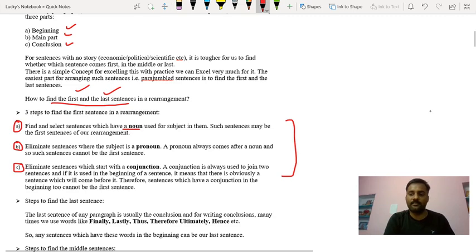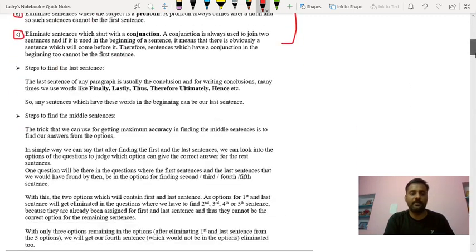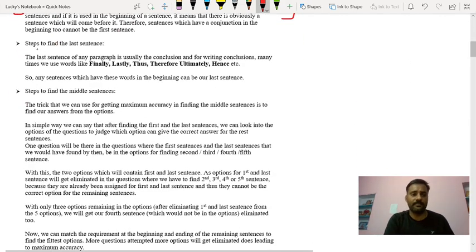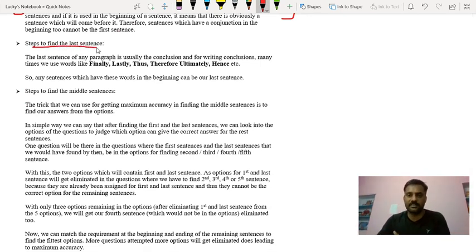Now that we have done this, the second step is how to find the last sentence, maybe the sixth or the seventh. How do we find those? A paragraph always ends in a conclusion. The end part always gives you a conclusion.